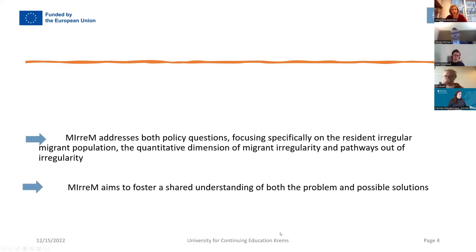Now, in MIrreM, we basically address both dimensions of the problem. What actually the problem is: we want to understand better how we can understand and measure different aspects of migrant irregularity. But we also want to understand how we can find responses to it. In that way, we want to contribute with this project to a shared understanding of both the problem and possible solutions, and also bring a little bit of clarity to the debate.